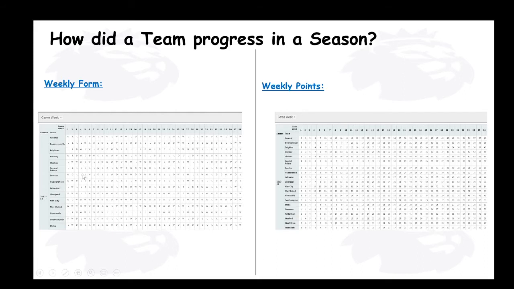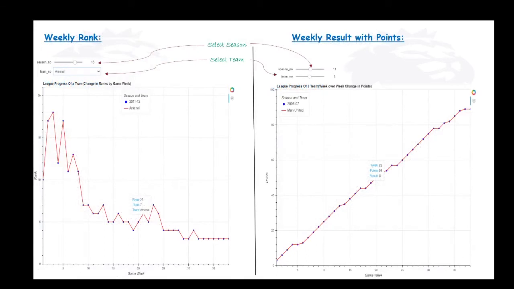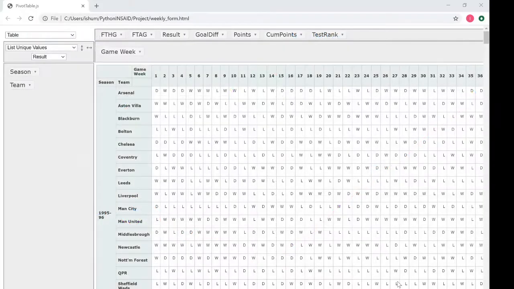This table, though it provides good information, can be huge and difficult to read. Let's now look at an interactive way to see how a team moved in the season. Here, we have the option again to select the season and the team either through a drop down or a slider, and it gives a beautiful representation of the journey of the team in that season. It gives us the weekly rank, the points and the result of that team during any game week. Let's have a quick look at these graphs now.